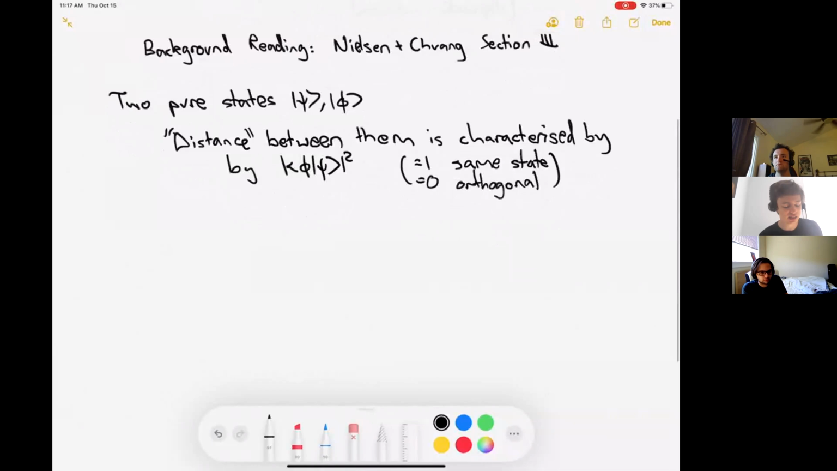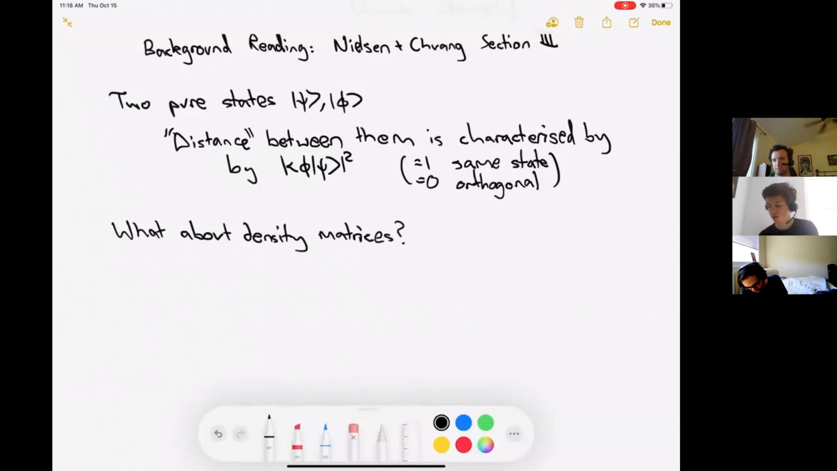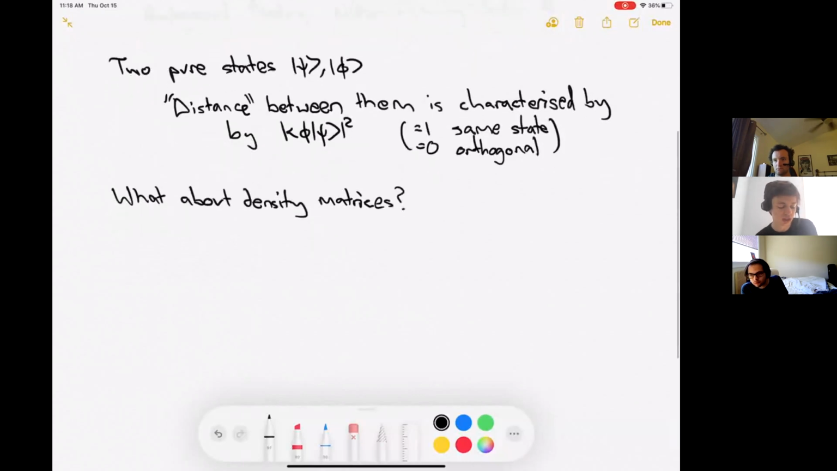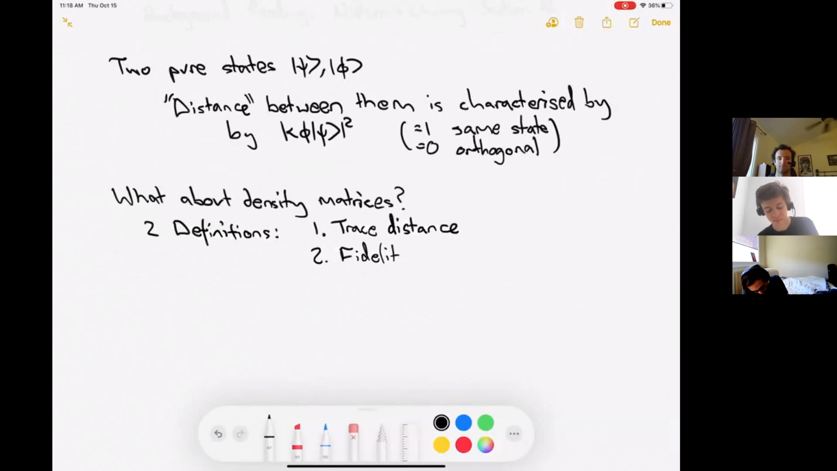So the aim of the first part of this lecture is just going to be about how we generalize this formalism to density matrices, what the right more general definition is for a density matrix. And there's going to be two definitions that we're going to see. They're distinct things, but they're sort of similar, and we'll see that they're related in a certain way. First is going to be called the trace distance. And the second is going to be called the fidelity.